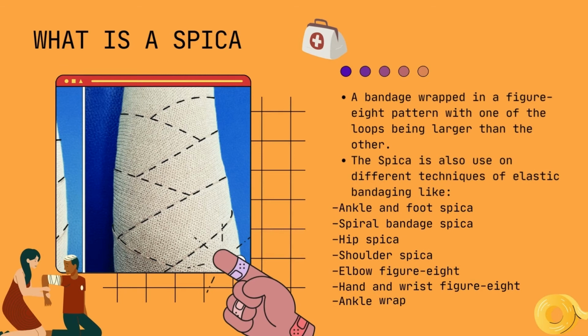Spica, a bandage wrapped in a figure 8 pattern with one of the loops being larger than the other. The spica is also used in different techniques of elastic bandaging like ankle and foot spica, spiral bandage spica, hip spica, shoulder spica, elbow figure 8, hand and wrist figure 8, and ankle wrap.